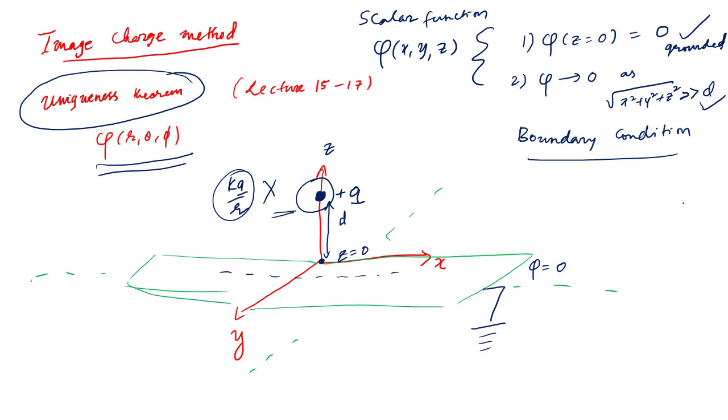So we are going to find the scalar function phi here by using a different configuration. It doesn't matter if you use a different configuration as long as we are able to satisfy the boundary condition. The uniqueness theorem assures us that our solution would be unique as long as we satisfy the boundary condition. So what we are going to do is substitute this infinite plane problem with something else. So here we have q at a distance d, and this is x, y, z. So instead of this, we'll consider an alternate configuration.